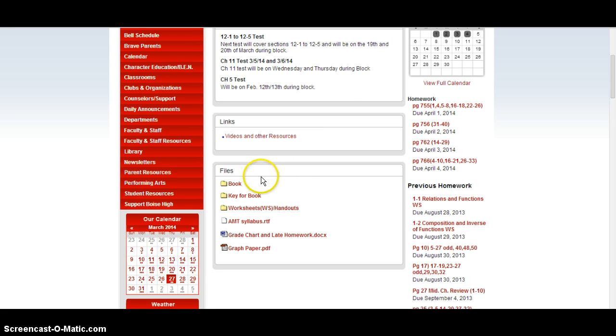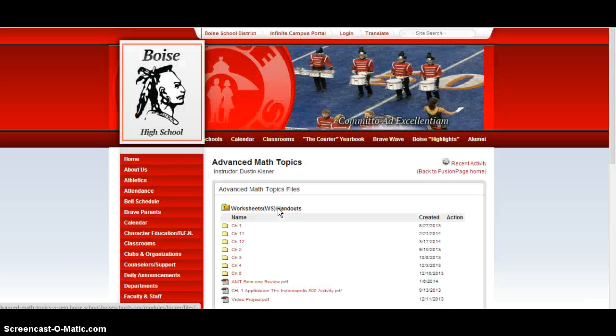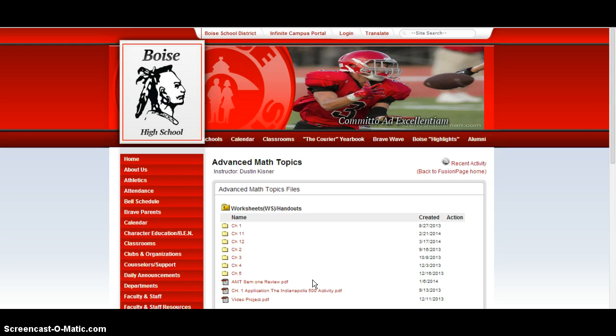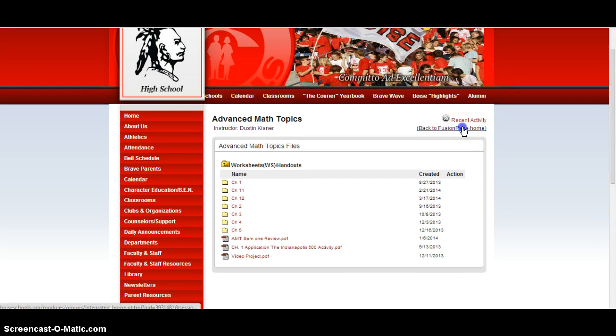And then files, you have the book and Kiefer book, so any assignment that I assign through the book, they can access it right there and have the key for it. And then obviously worksheets and handouts, so if it's not a book assignment and it's a worksheet that I hand them, it's right there as well. So for example, they click on that and bam, there we go. They click on the chapter they're in and it will give them a list of the handouts that I've given.